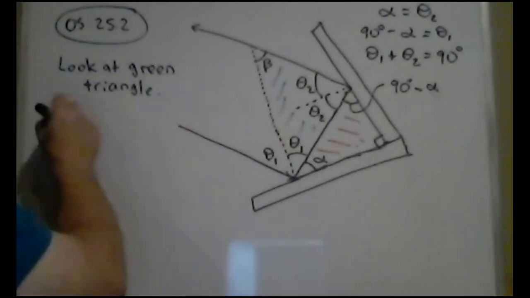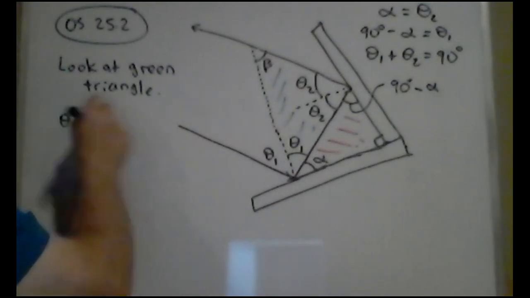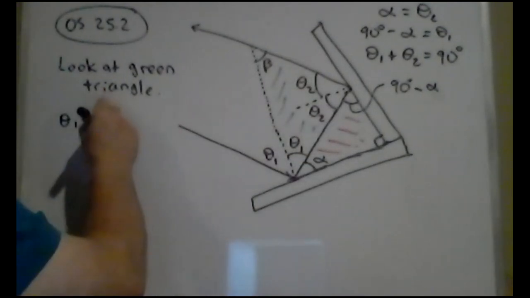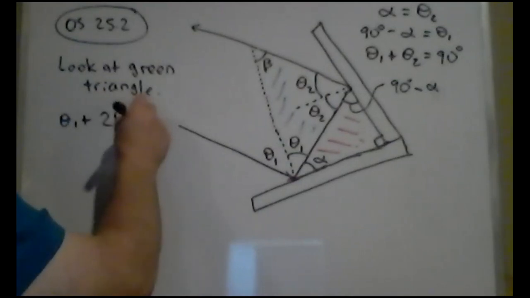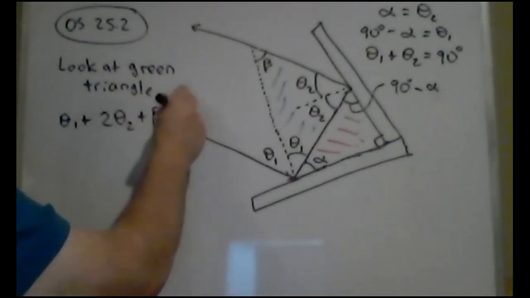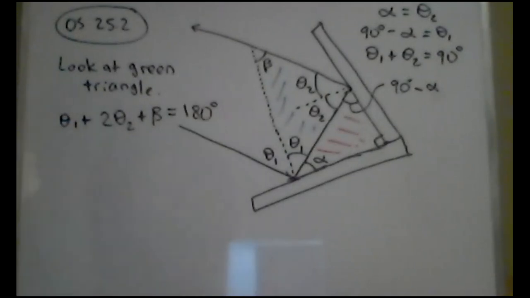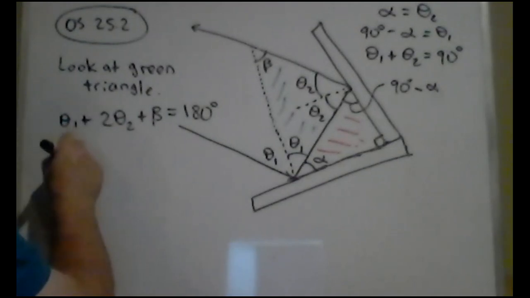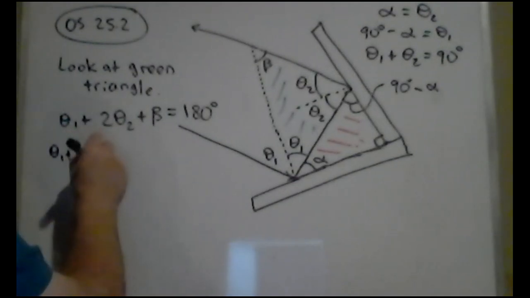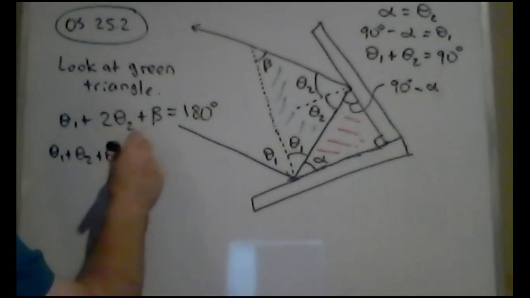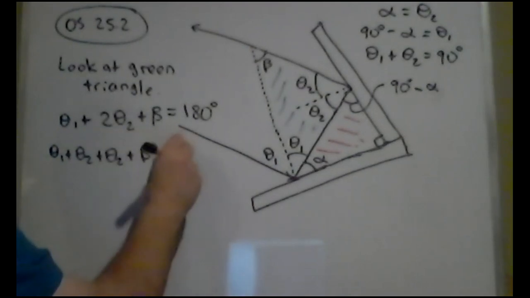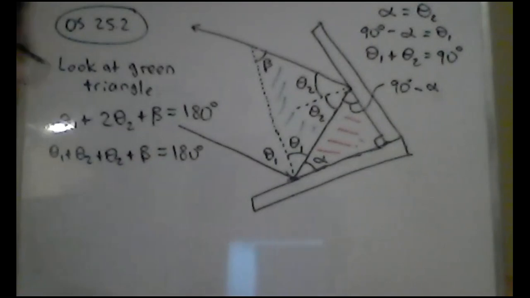So I have theta 1 plus 2 theta 2s plus this new variable called beta. And they all must add up to 180. That's a fact from geometry about triangles, making a new triangle, the green triangle. Let me borrow one of these theta 2s. So I have theta 1 plus theta 2 plus theta 2 plus beta equals 180 degrees. What do I know about theta 1 plus theta 2?